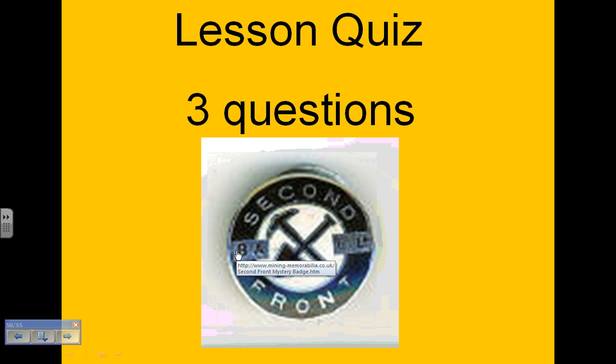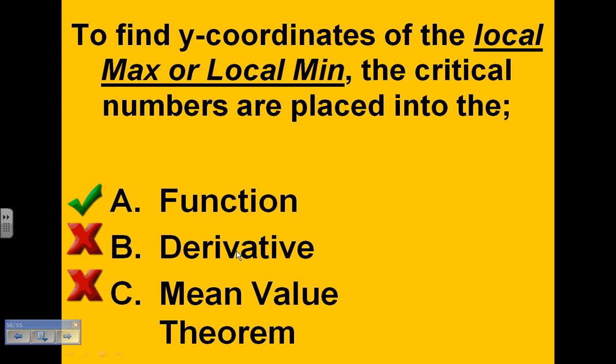Okay. On these 3 questions, do these on your own. I would get out the numbers, but I'm kind of fighting time here. So, yeah, this one's already in here. To find the y coordinates of a local max or min, you put the critical numbers into the function. Obviously, I didn't change these from the software problem.